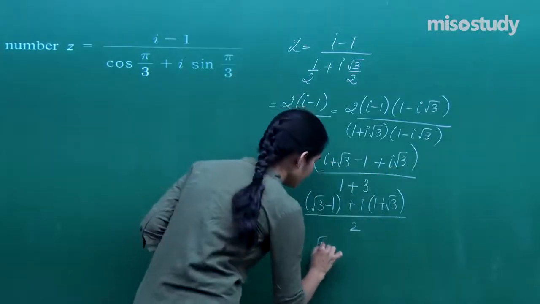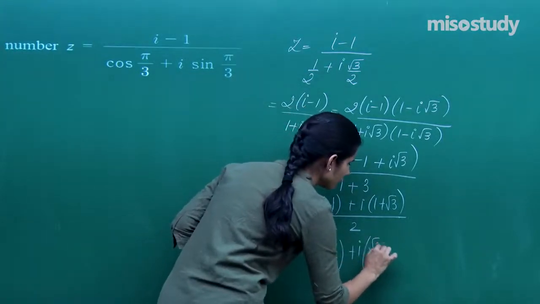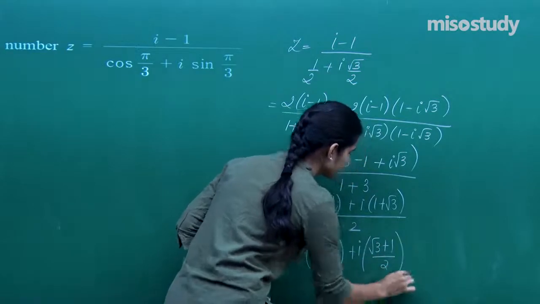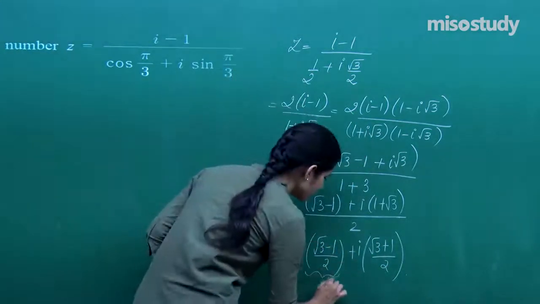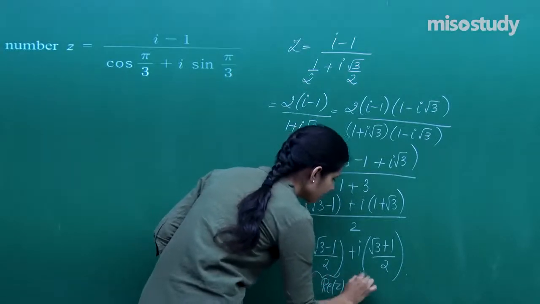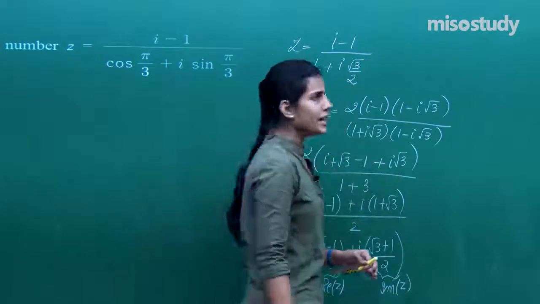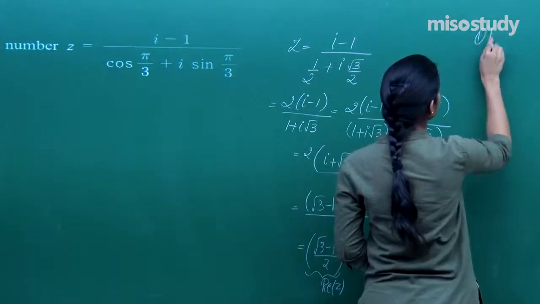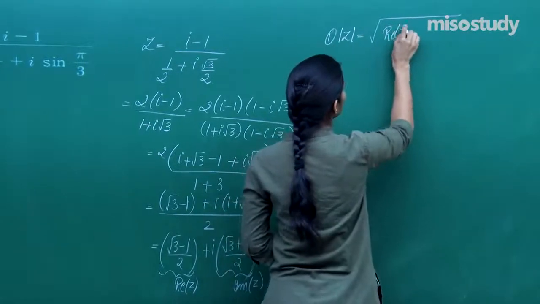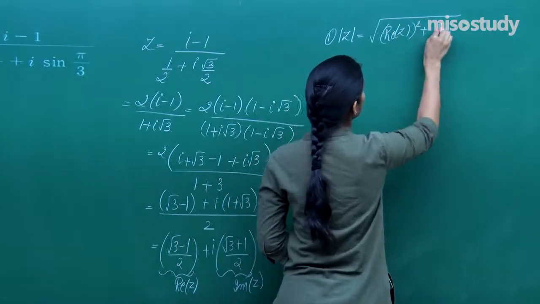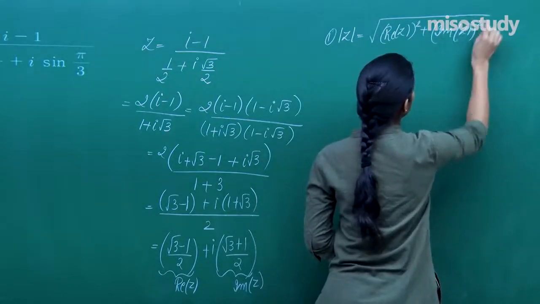So you basically have root 3 minus 1 by 2 plus iota times root 3 plus 1 by 2. This is your complex number z. This is the real part, this is the imaginary part. So this is the real part of z, this is the imaginary part of z. The moment I have this, first thing is mod z, which is under root of real part of z whole square plus imaginary part of z whole square.